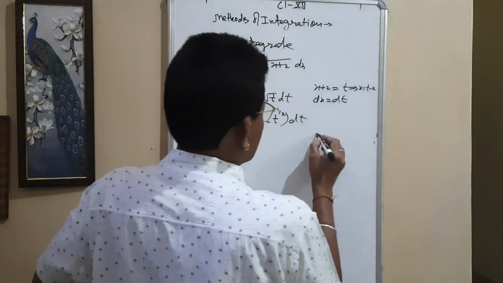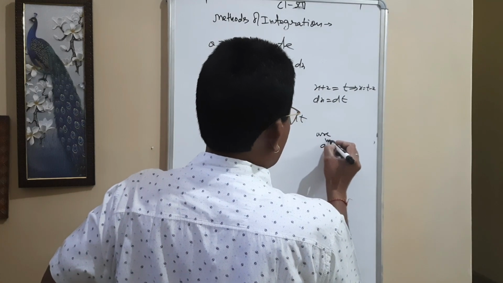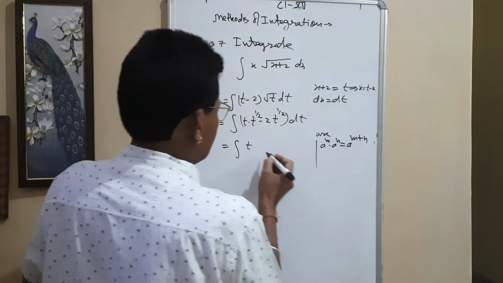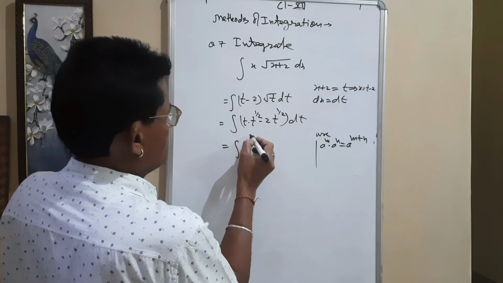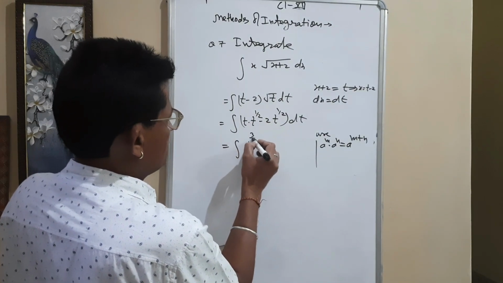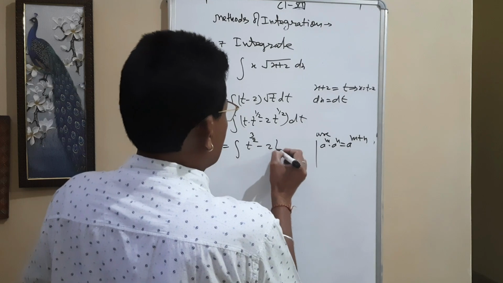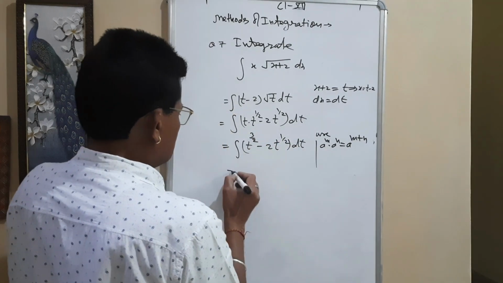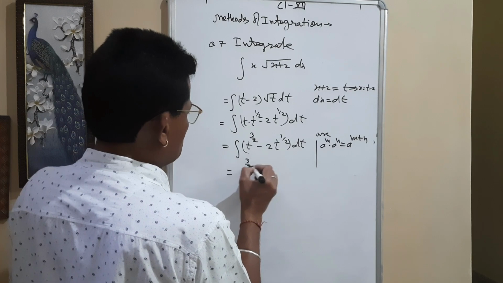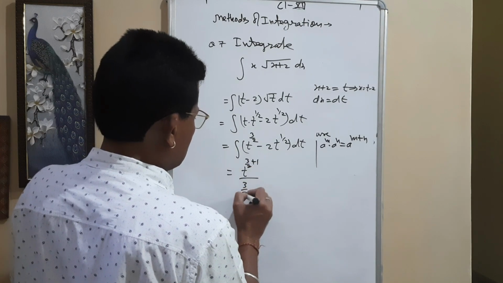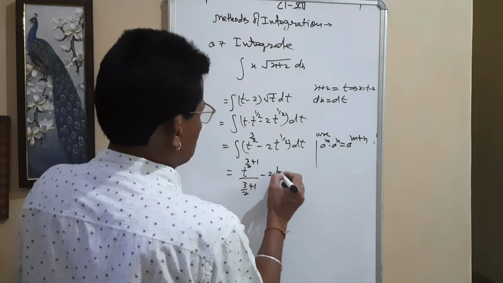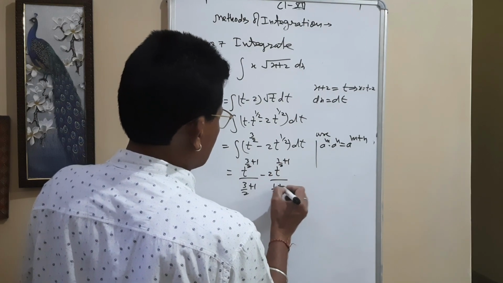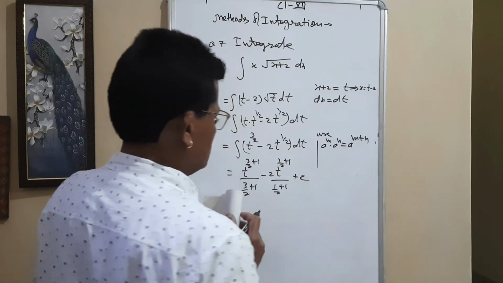Use this thing, a to the power m into a to the power n, it will be equal to a to the power m plus n. Okay, t to the power how much, 1 plus half, 3 by 2, minus 2 t to the power half, and dt. Integrate it: t to the power 3 by 2 plus 1 upon 3 by 2 plus 1, and minus 2 t to the power 1 by 2 plus 1 upon 1 by 2 plus 1, and plus c, don't forget c.